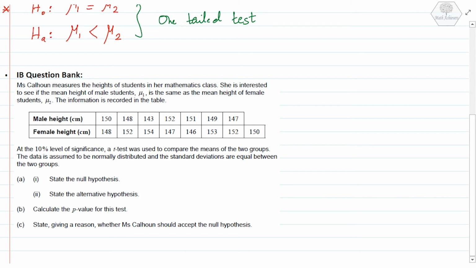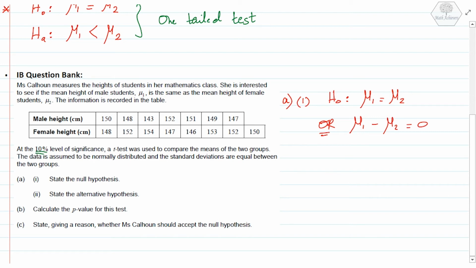At 10% significance level, a t-test was used to compare the means of two groups. The data is assumed to be normally distributed and the standard deviations are equal between the two groups. Now, for part A(i), we have to state the null hypothesis. H0 says mu1 is equal to mu2, or we can write it as mu1 minus mu2 is equal to 0.